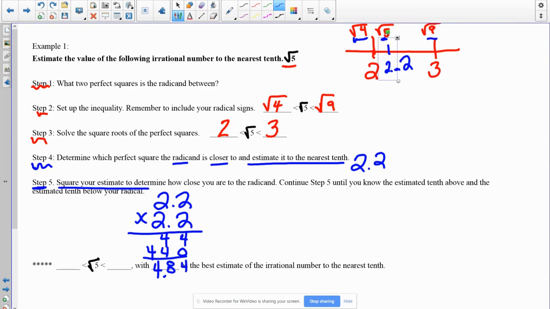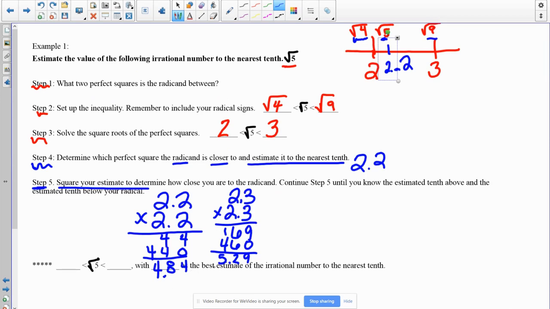So let's try 2.3 just to make sure that that is not a better estimate. 4.84 is very close to 5, but not perfect. So let's try 2.3 times 2.3. Again, traditional math here. 3 times 3 is 9. 2 times 3 is 6. Put a 0. 3 times 2 is 6. 2 times 2 is 4. With our addition here, we got 529. Two decimal places, so I'm going to move the decimal over twice.